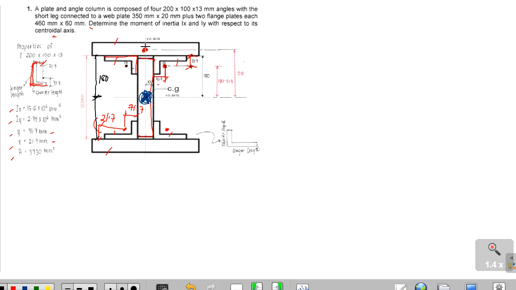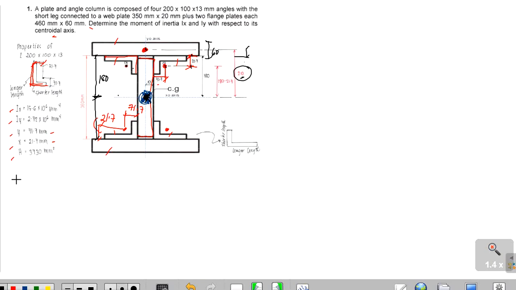Okay, angle is multiplied by 4. And then the centroid of the flange from our whole section center of gravity is equal to 210. That is 180 plus, our flange is 60, so half of 60 is 30. So 180 plus 30, that is 210. So the distance here is 210. And the distance of the centroid of our web to our centroidal axis is 0, since the centroid is right here.